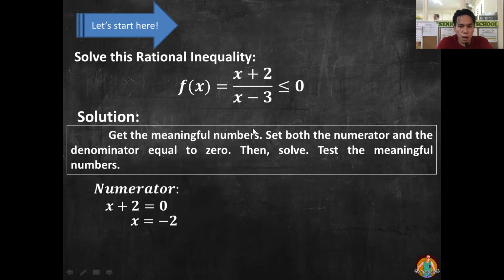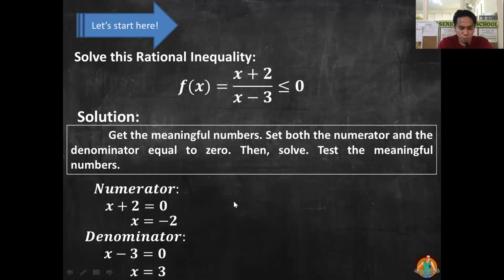Now, let's try naman our denominator. For our denominator is x minus 3 equate to 0. So transpose negative 3 to the other side. So yung negative 3 magiging positive 3, or eliminate negative 3 by adding 3 to both sides. So we will have x is equal to 3. So yan yung ating meaningful numbers, okay, based on our equation, or inequalities, numerator and denominator.